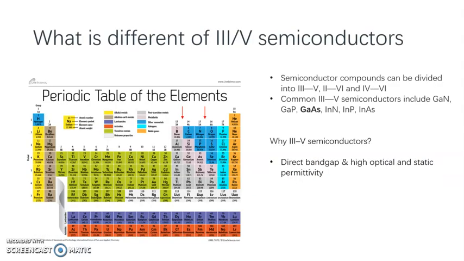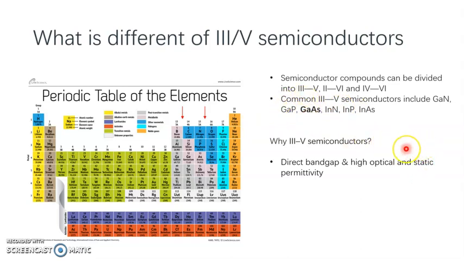So what is different about the III-V semiconductors? Semiconductor compounds can be divided into III-V, II-VI, and IV-VI. Common III-V semiconductors include gallium nitride, gallium phosphide, gallium arsenide, indium nitride, indium phosphide, and indium arsenide. Among them, the most commonly used one is gallium arsenide.